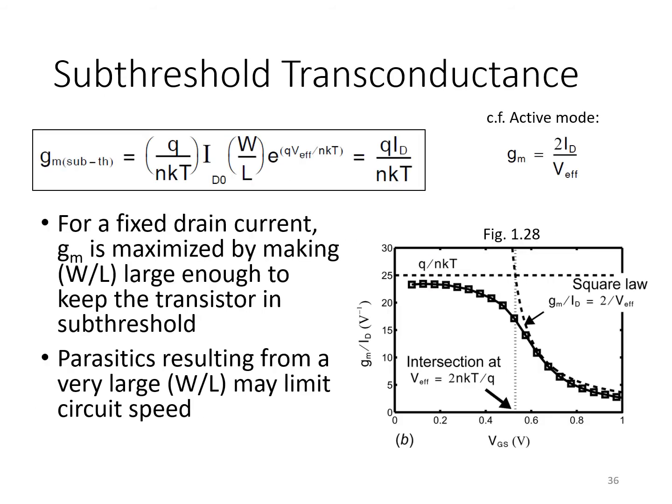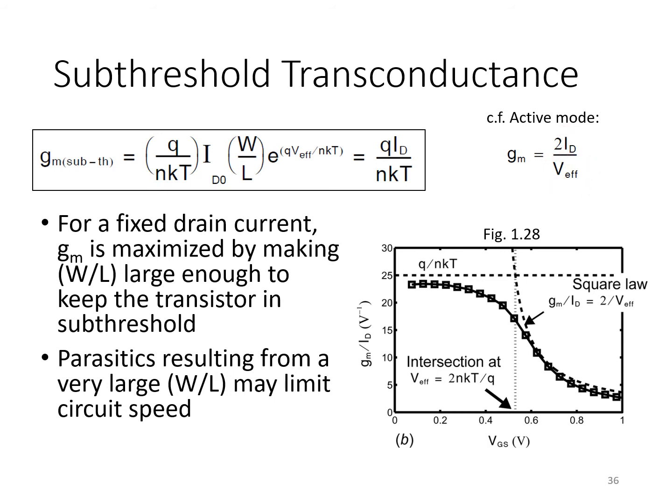And so far, we focused on the negative impact of subthreshold conductance, but in fact, subthreshold conductance can actually be very useful in analog design. And to see how and why, I think it's useful to go back to this expression over here, which relates the small signal transconductance of a MOSFET to its bias drain current and its effective gate source voltage in active mode. Now, remember that this expression illustrates that for fixed bias drain current, we expect transconductance to increase as we decrease V effective.